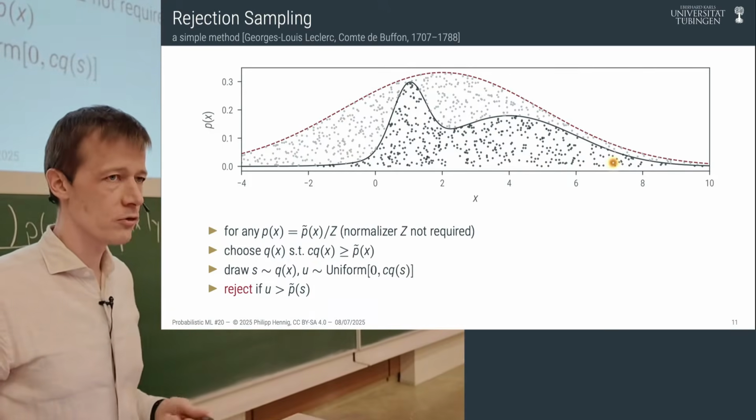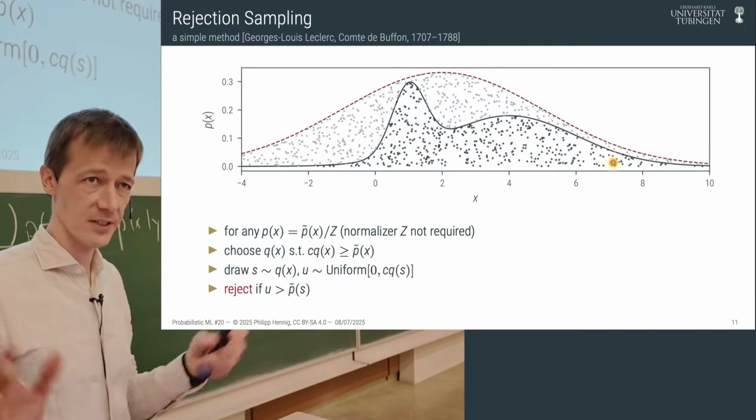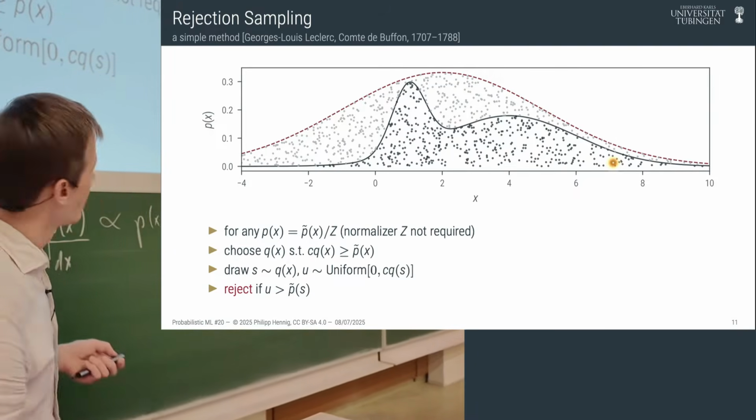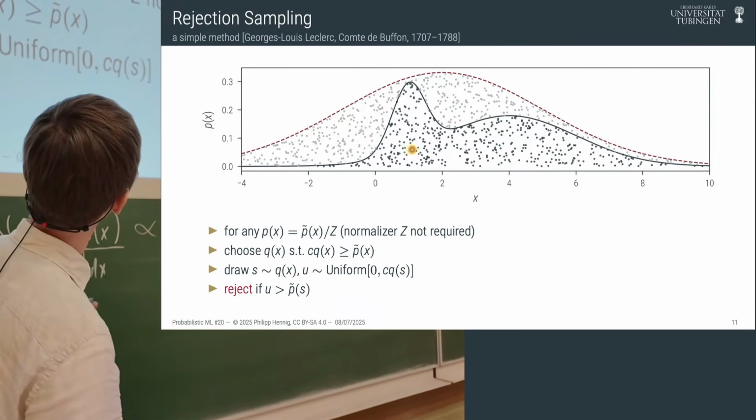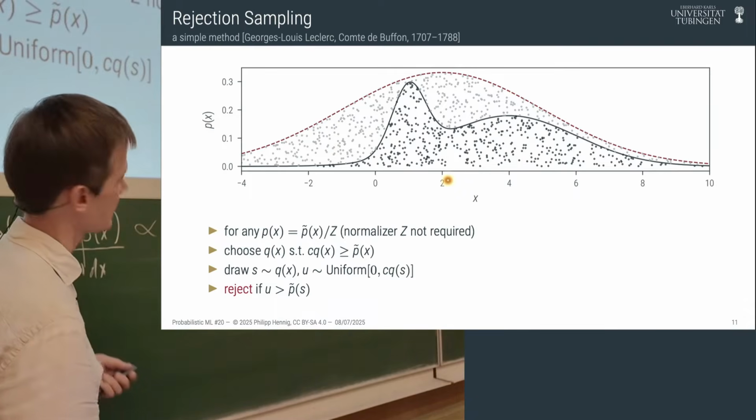And now what you do is you draw from this distribution Q, so for example from this Gaussian. These are these gray dots in the background that you see. These are all standard Gaussian draws.